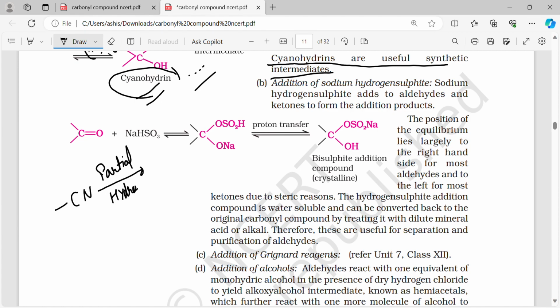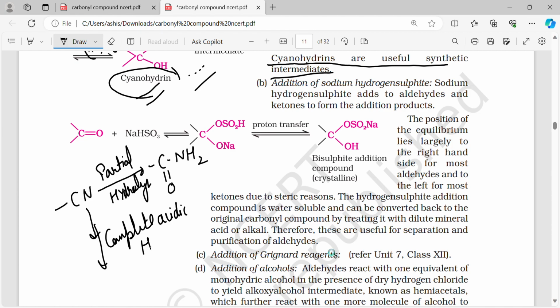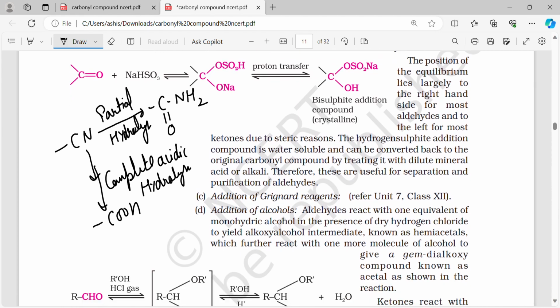If we do partial hydrolysis of cyanide, then the cyanide group gets converted into CONH2, meaning amide. If we do complete acidic hydrolysis, in that case the cyanide group can convert into carboxylic acid.